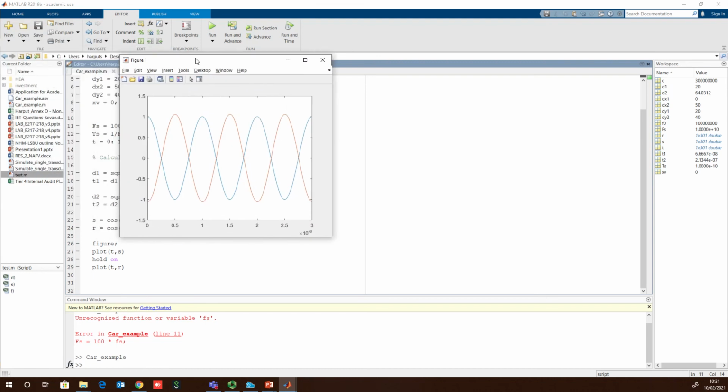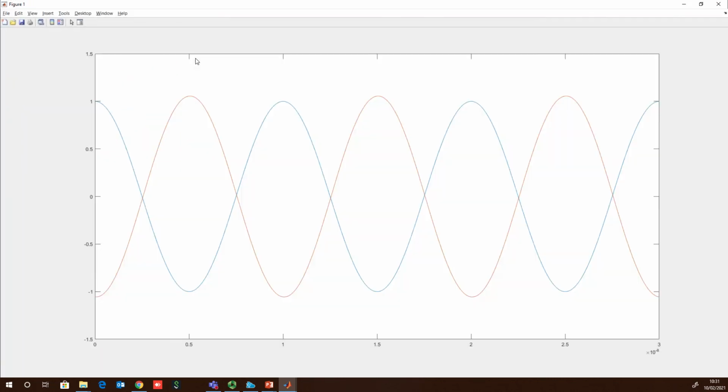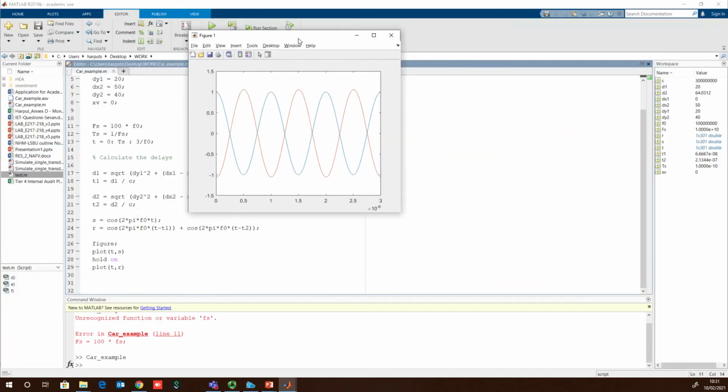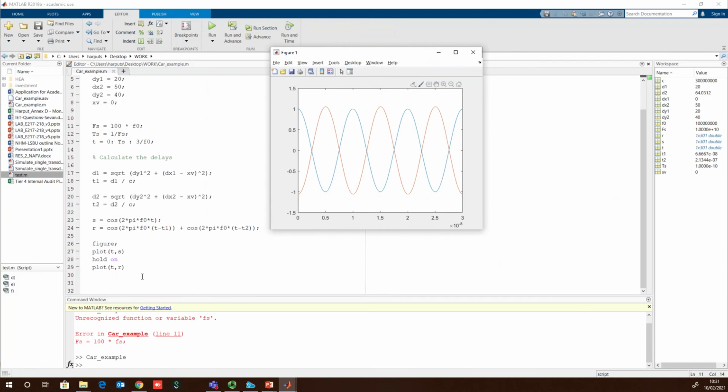So let's look at the figure. We received the figure and it shows 2 cosine waves. It's quite nice. The blue one is the first one, the transmitted signal, and the red one is the received signal. We can observe immediately 2 things. If I can put a data point here, for example, I will quickly show you.